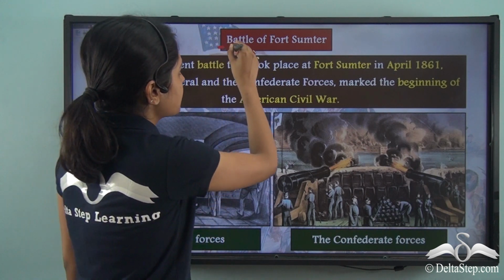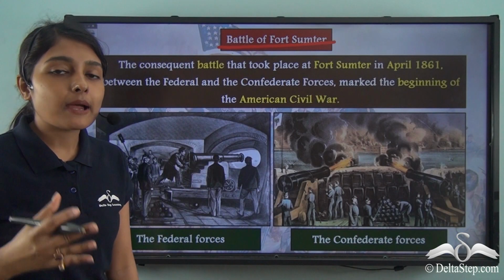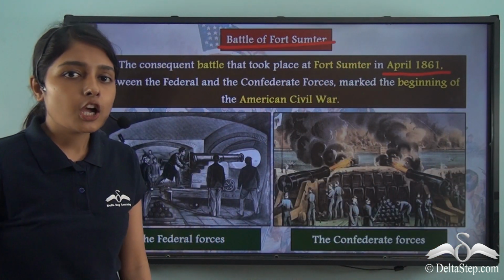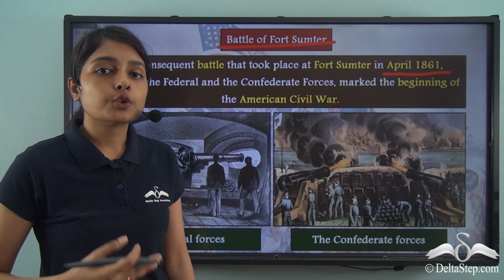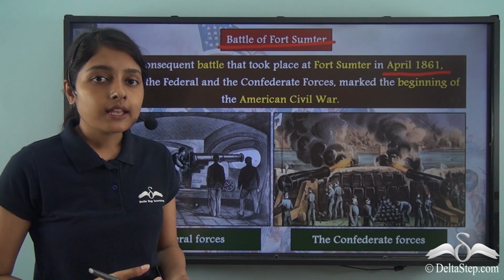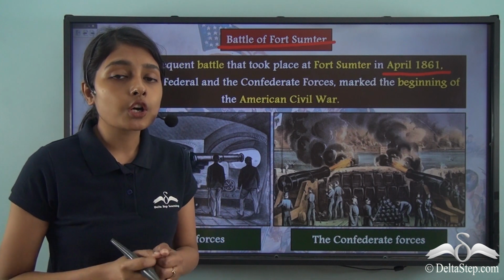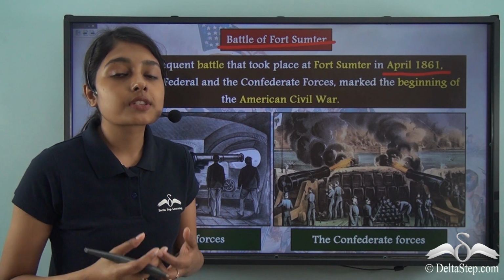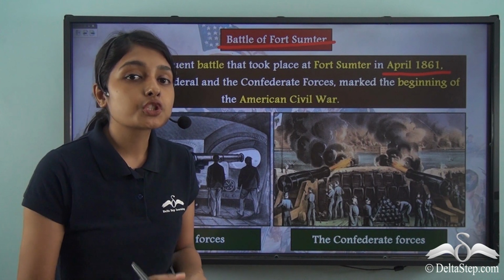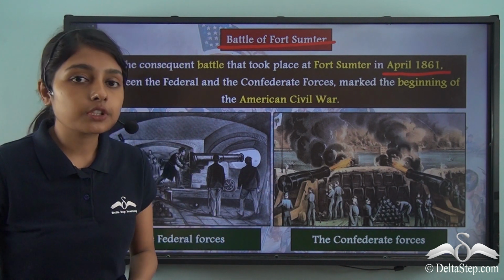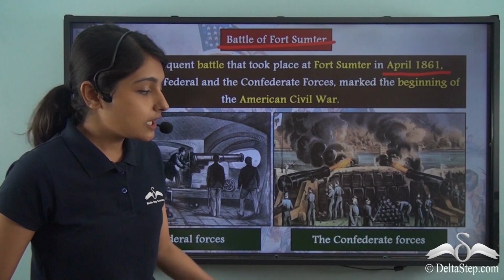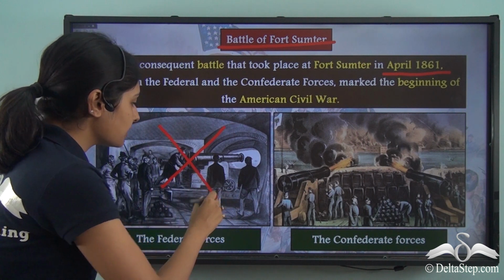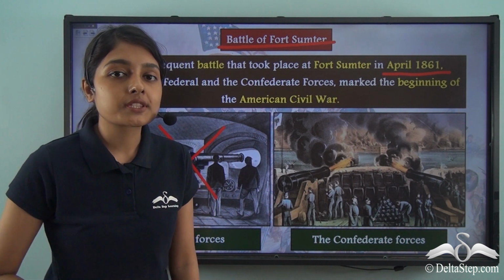a full-fledged Battle of Fort Sumter. So this Battle of Fort Sumter took place in April 1861. What happened in this battle? As in, who emerged victorious? The battle went on for 2 long days, and after 2 days, the Federal forces finally had to surrender and give up the charge of Fort Sumter to the Confederate forces. So it was the Confederate forces that managed to defeat the Federal forces in this Battle of Fort Sumter.